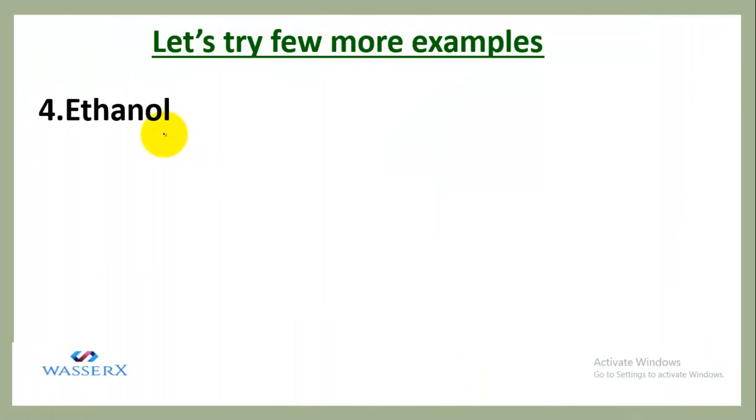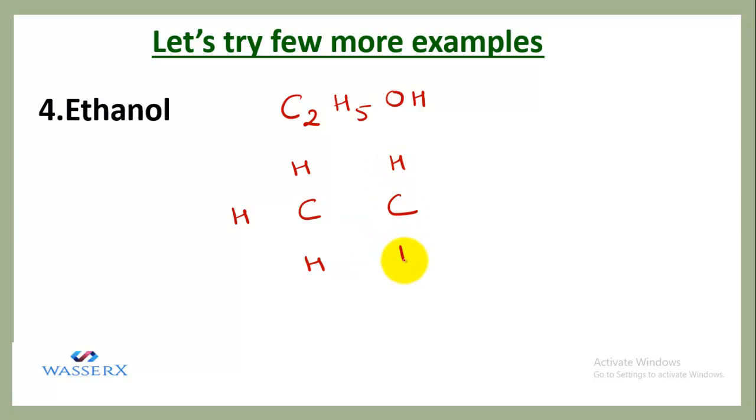Now let's do another example, that is ethanol. Ethanol is C2H5OH. Let's arrange these atoms. So we have 2 carbons, we have 6 hydrogens, and the hydrogens are arranged in this manner, right? We have O and H. So this is how we are going to arrange these atoms. Now let's write their valence electrons.